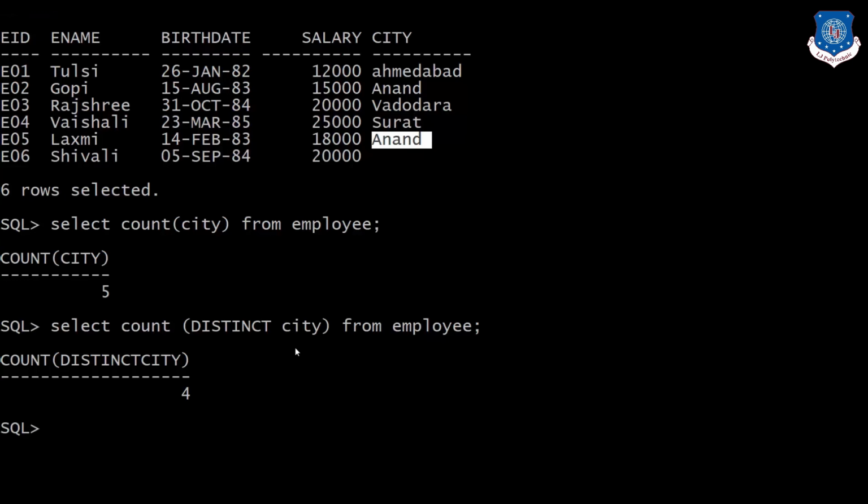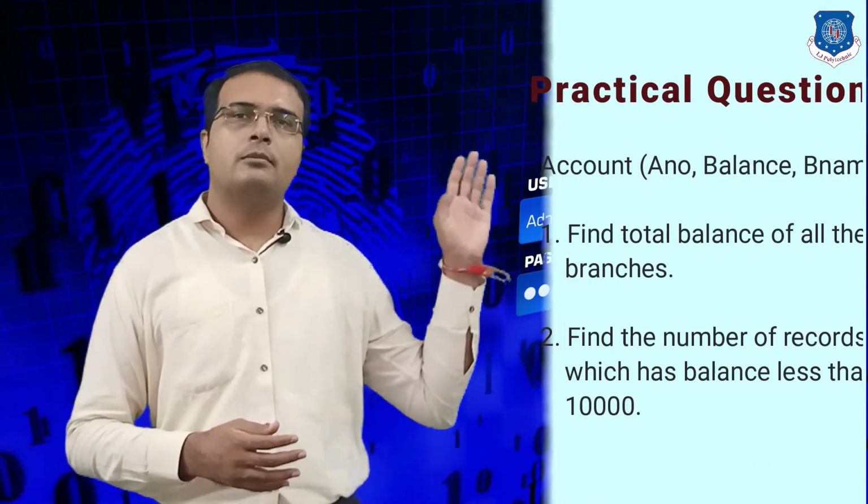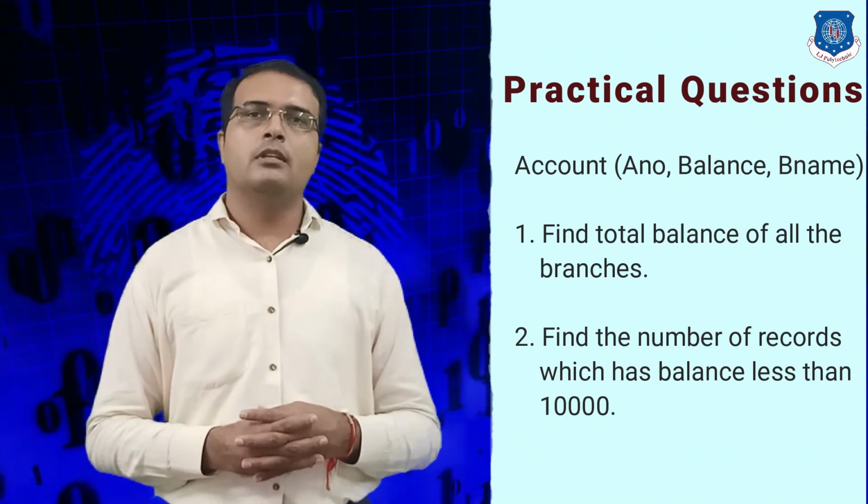Count star basically returns the number of rows in a table including duplicates and having null values. But count distinct or count of a particular column will return the number of records which do not contain null values. Here are some important practicals available for this tutorial. In this video, we have seen how we can use aggregate functions like min, max, average, count, count star, sum, etc.